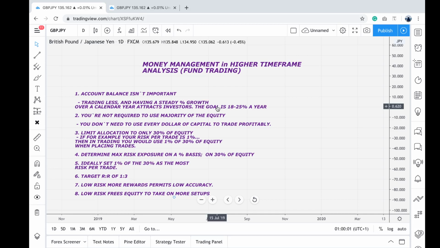So what I did here is the first 8 rules or guidelines, think of it that way, on what you need to follow to manage a fund account. The first one is account balance isn't really important. Trading less and having a steady percentage growth over a calendar year attracts investors.